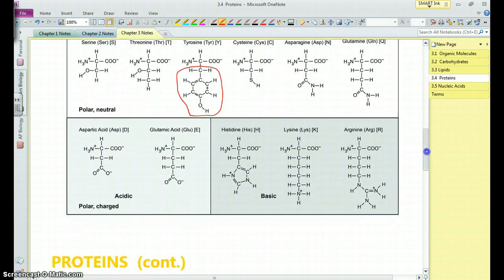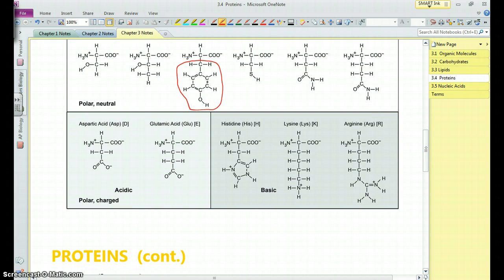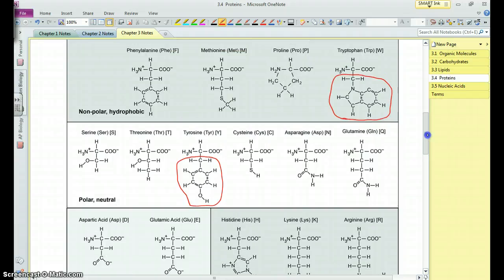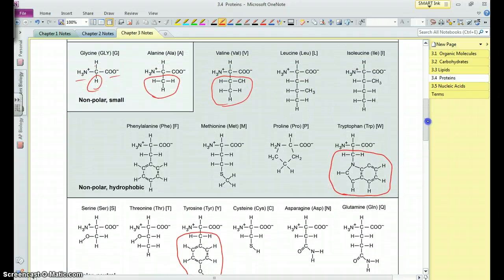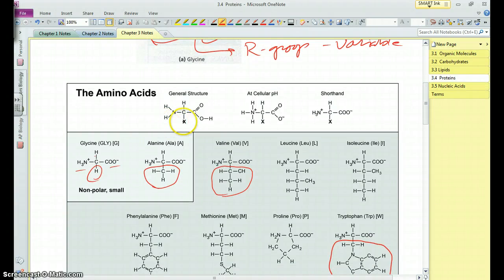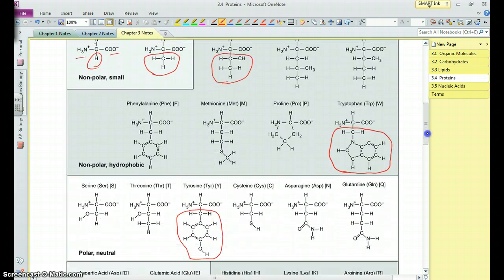Again, 20 different kinds. Some tend to act as bases. Some are polar and have a charge. Some tend to act more as acids. But again, they all have that basic structure. And notice here that this is showing that when they're in solution, the amine group will sometimes grab onto an extra hydrogen, and the carboxyl group will tend to lose a hydrogen, and so they can have charges because of that.